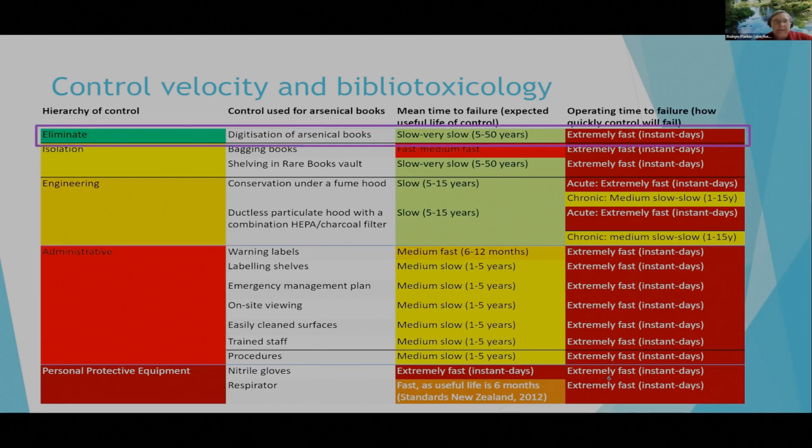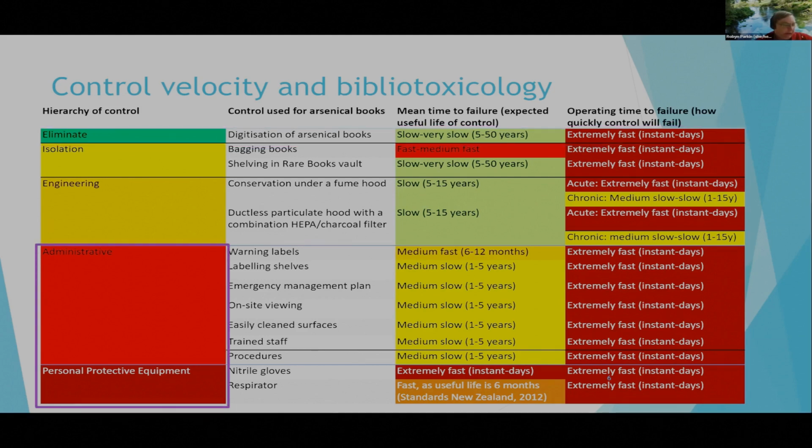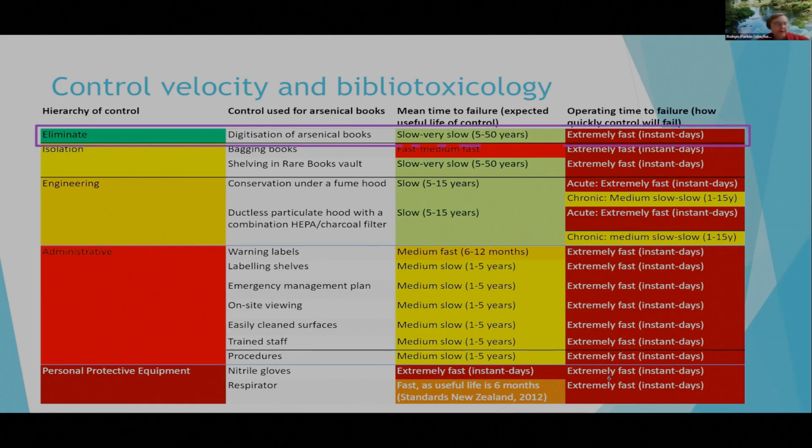So the mean time to failure, which is the time the control is valid for, varies depending on the type of control that's present. For example, digitization is an extremely slow control. It's valid for a very long time because it means that people are completely separated from exposure to the contaminated books. However, the operating time to fail for the digitization control is extremely fast, as a person may still access the actual book itself. So remember, the mean time to fail is how long the control is expected to last for its useful life, and the operating time to fail is how fast it will fail when it does break.